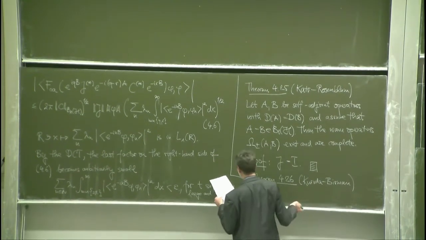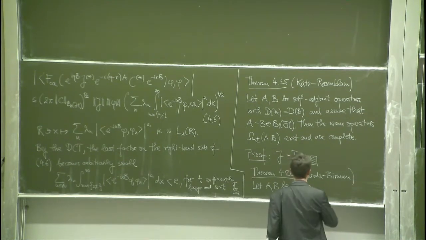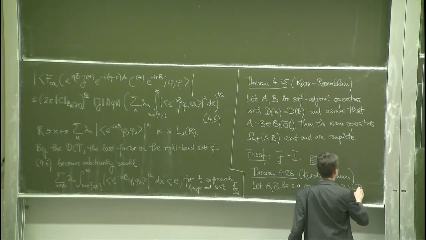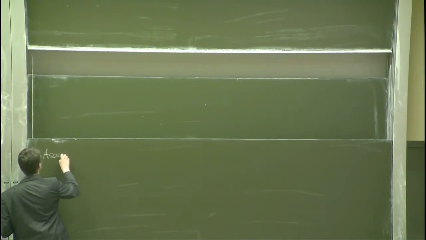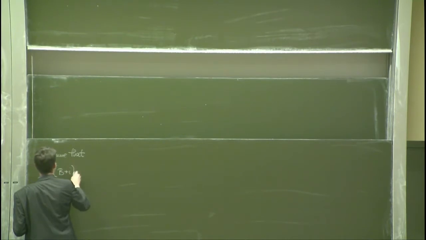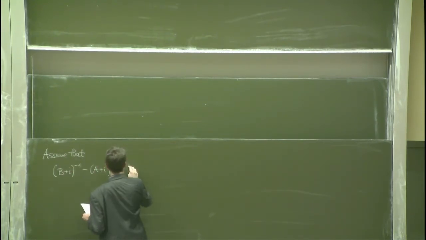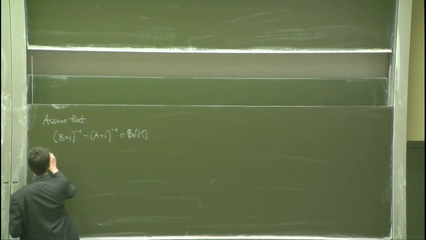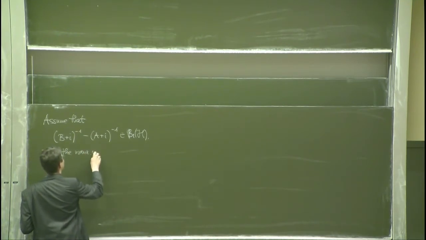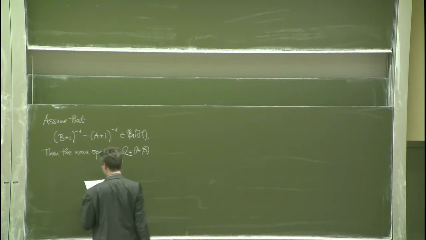And it says, again, let A and B be self-adjoint operators in the Hilbert space H with the property that the domain of A is equal to the domain of B. And furthermore, now we assume that the operator (B plus I) to the power of minus 1 minus (A plus I) to the power of minus 1 is trace class. So now we have an assumption for the resolvents, then the wave operators Omega plus minus A, B exist and are complete.